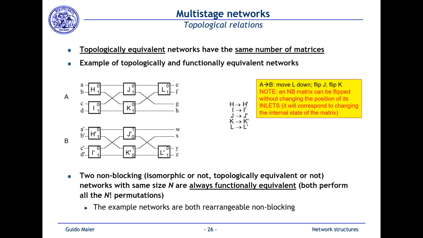In order to prove that they are topologically equivalent, it's very easy, just move L down. And actually, if you move L down, then you have to rearrange the connection links to have the same topology. So you also have to flip these two matrices, I and J. By flipping, I mean that I can disconnect the matrices from the index and turn them around. So just to show you the two steps.